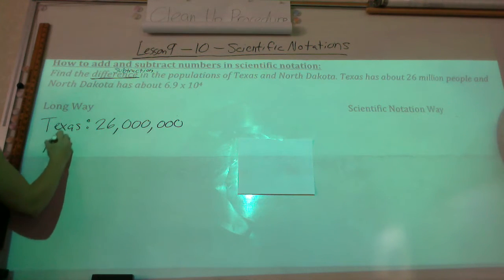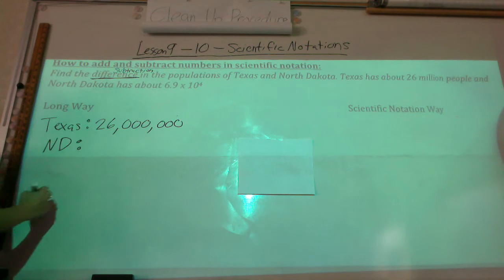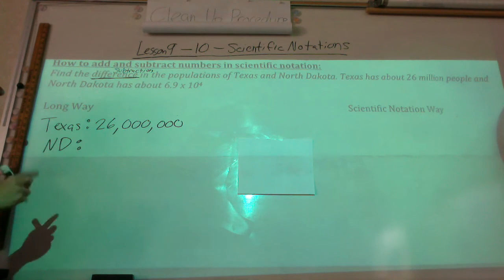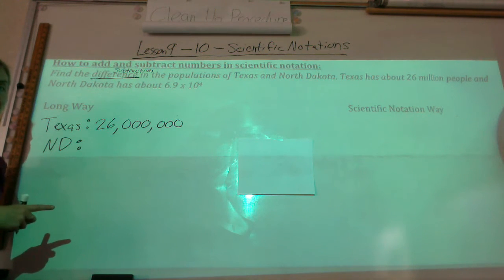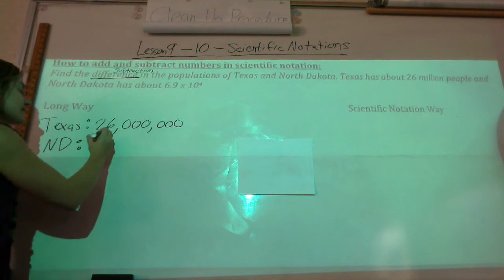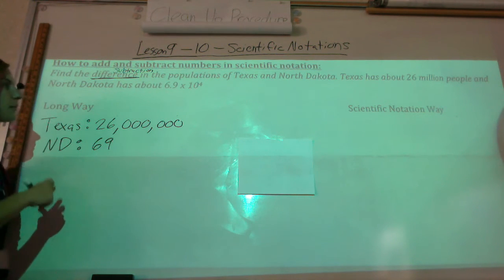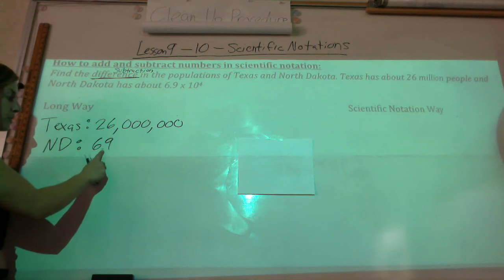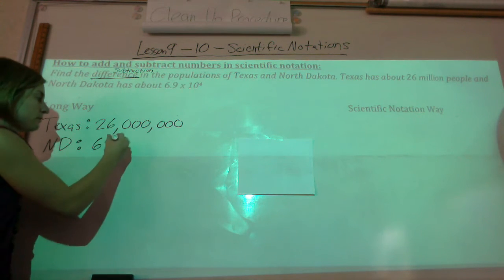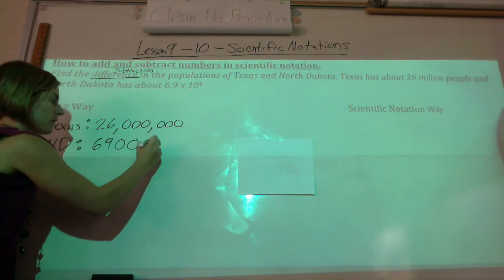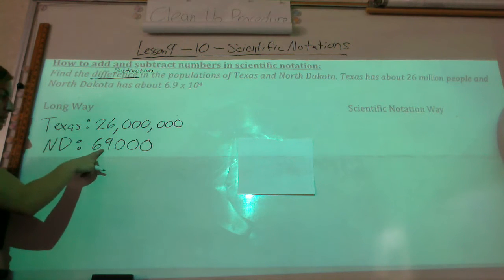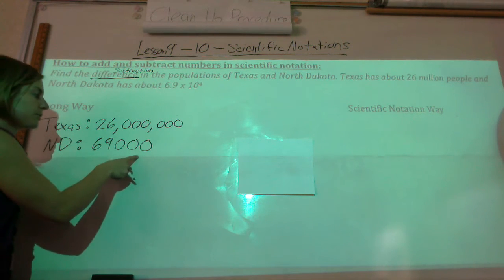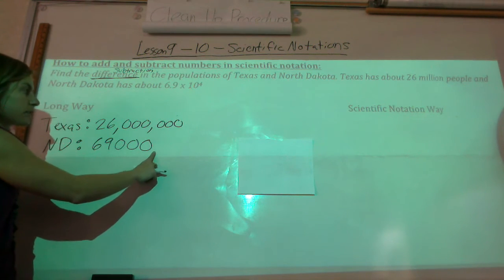North Dakota has 6.9 times 10 to a power of 4. Now we just learned how to expand that out, so we need to do that. It's a 6 and a 9, and then we need to make it bigger by 4 spots. So it was here. So there's 1, 2, 3, 4. Let's check that we did it right. It was here, and it goes 1, 2, 3, 4 to make it bigger by 4 decimals.